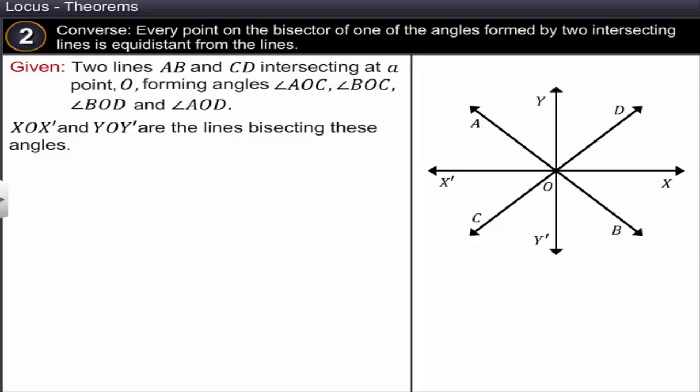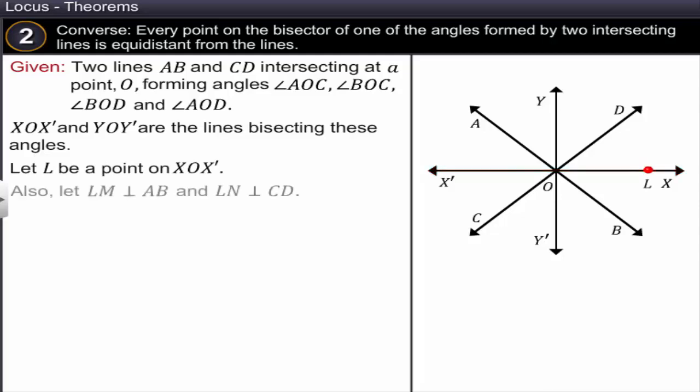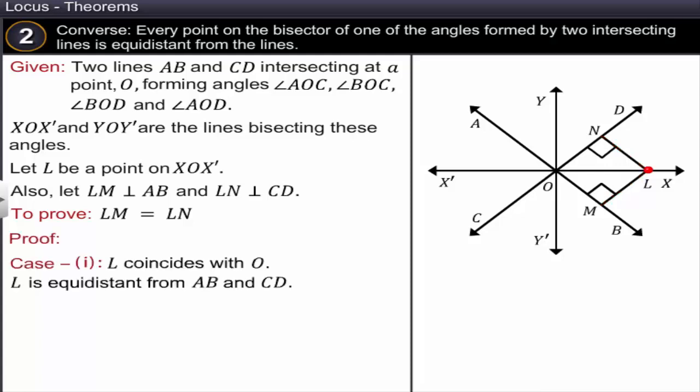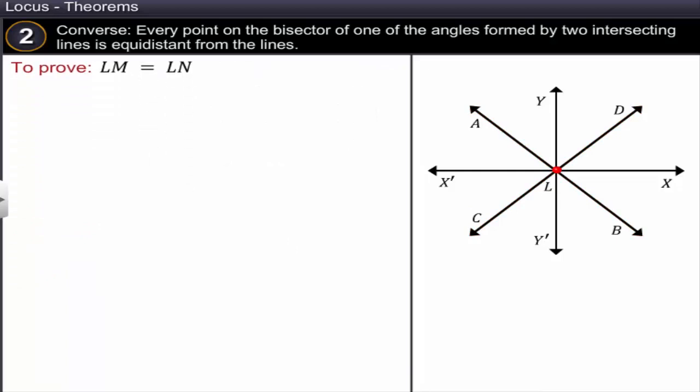Let L be a point on XOX'. Also, let LM be perpendicular to AB and LN be perpendicular to CD. We have to prove that LM is equal to LN. Let's consider the case when L coincides with O. Then it is equidistant from AB and CD. Now, consider the other case, when L does not coincide with O.